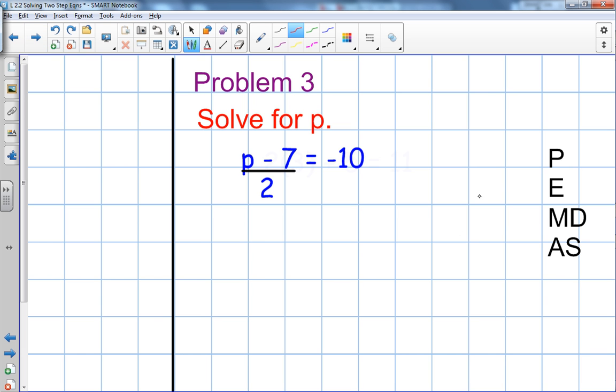Okay, the next problem, notice, is problem 3. That means I'm skipping problem 2 for now, but I'll come back to it. So make sure in your notes you don't write problem 2, but you write problem 3. And this problem says solve for p.